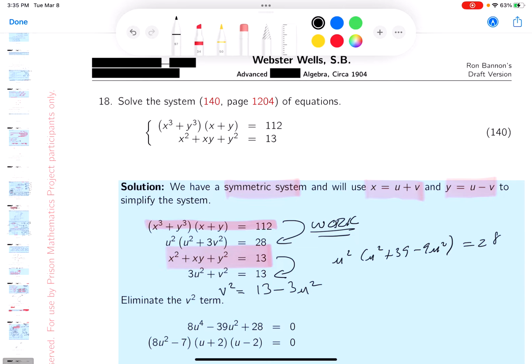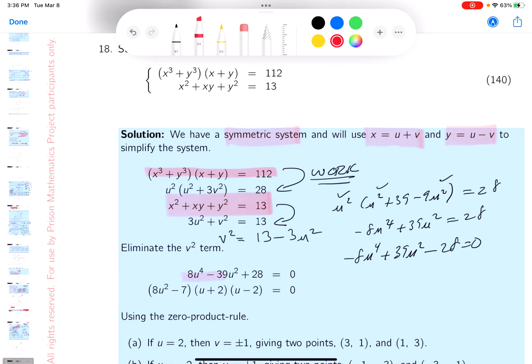Let's see if I did okay on that one. Let's see what I get there. Yep, I see minus 8u squared. And then I see, whoops, I'm sorry. It's minus 8u squared times u squared is u4. Sorry about that. And then I see 39u squared equals 28. And then I would see minus 8u4 plus 39u squared minus 28 equals 0. And then if you multiply both sides by minus 1, lo and behold, I would see this over here. I would see 8u4 minus 39u squared plus 20 equals 0.